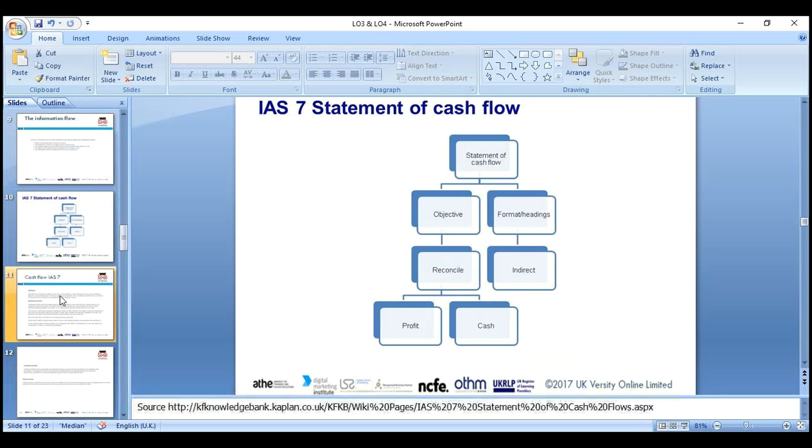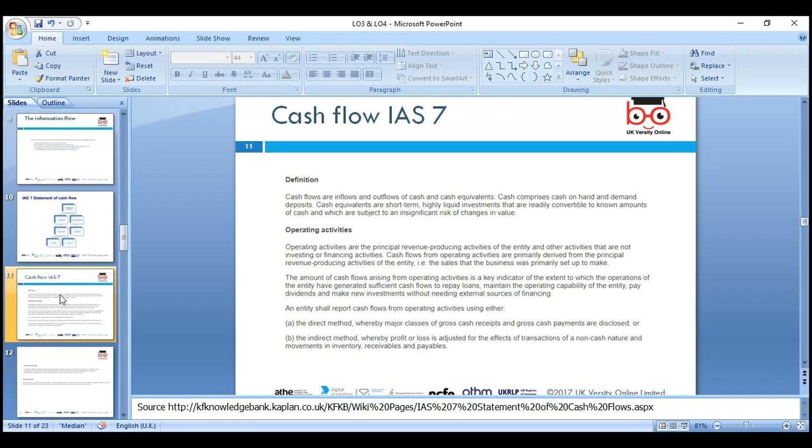Okay, next we're looking now is cash flow. Cash flows are the inflow and outflow of cash or cash equivalent. Cash comprises cash in hand, demand deposits, or cash equivalents, the short-term highly liquid investments. They are readily convertible to known amounts of cash, which are subject to an insignificant risk of change in value. Operating activities are the principal revenue producing activities of the entity, which is the key business of the entity. Entity means the business or legal entity as a separate business name.